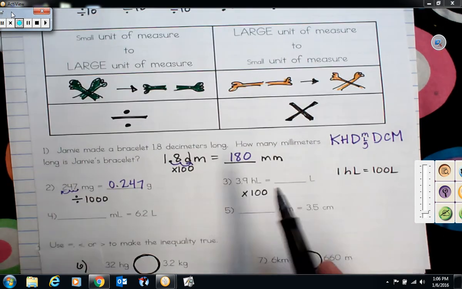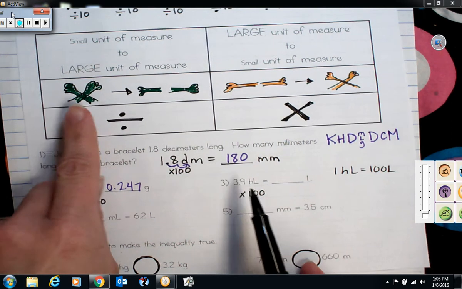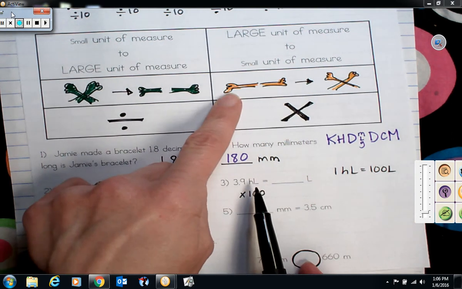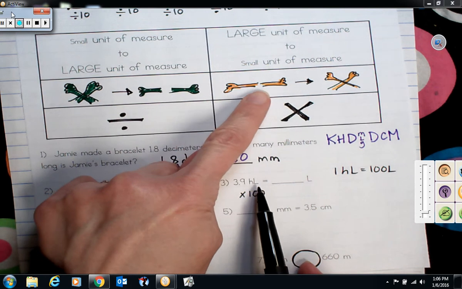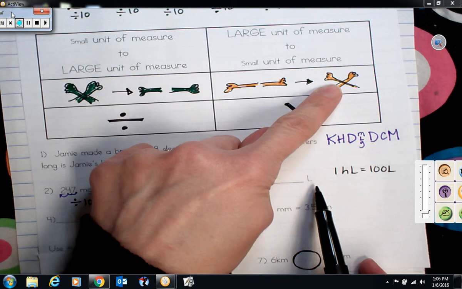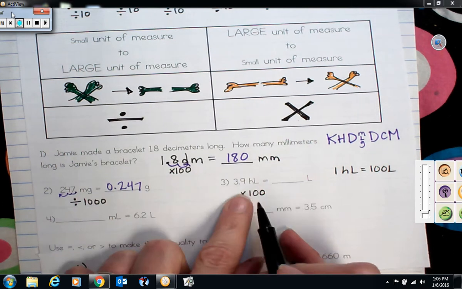Another way to remember it is my arms. Hectoliters are larger than liters. So I'm going to open my arms really big for hectoliter and then close my arms and cross them for liter because it's smaller, and that would be to multiply. So I'm going to multiply by 100.